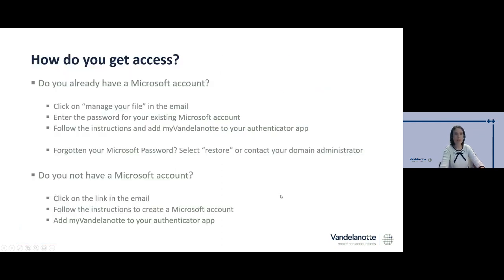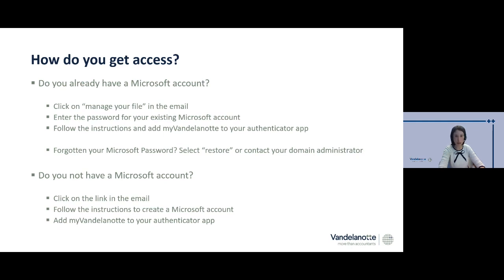We have chosen to secure this access via Microsoft, so you will need a Microsoft account. If you already have a Microsoft account, then you can click on the button Manage your file in our email. You need to enter the password for your existing Microsoft account, not our myVandelanotte or former myVandelanotte user ID and password, but your Microsoft account ID and password. And then you can follow the further instructions and add myVandelanotte to your Authenticator app.